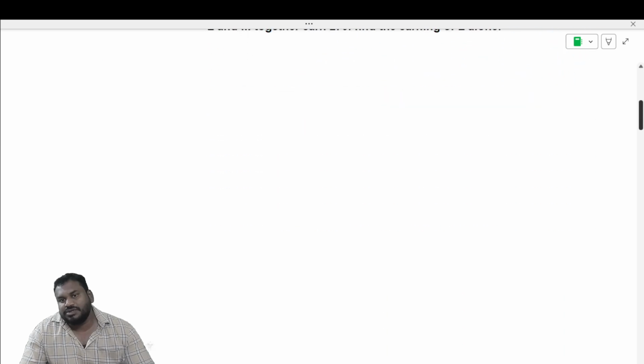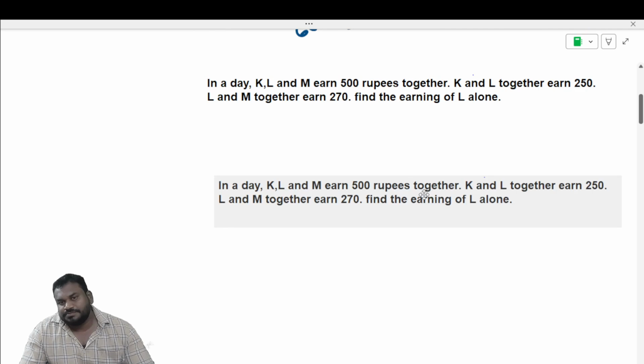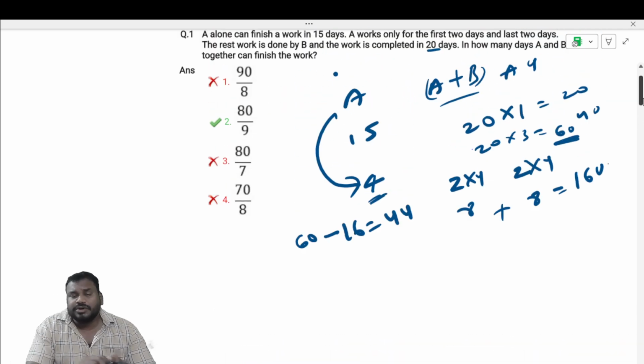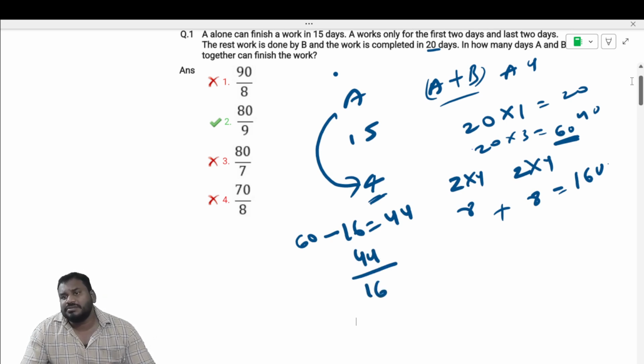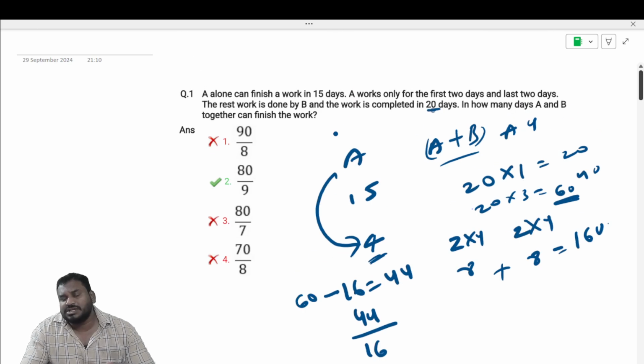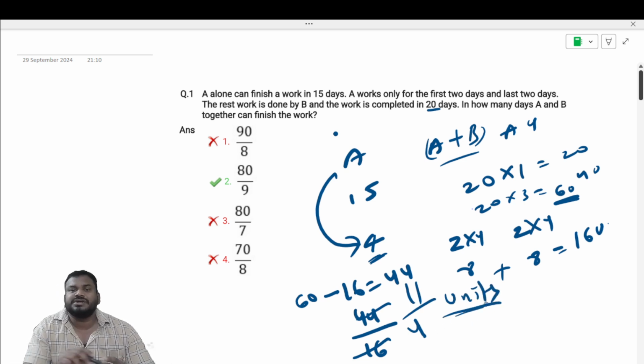If 44 units of work is done only by B, how can you find his efficiency? Total work is done in 20 days. If we subtract the first 2 and last 2 days, 16 days remain, and that 16 days of work is done by B alone. So 44 units of work is to be completed in 16 days. In one day, 4 4s are 16, 4 11s are 44, so 11 by 4 units in one day. That is the capacity of B alone.